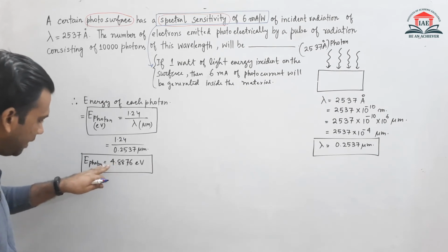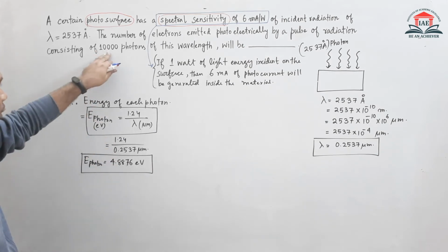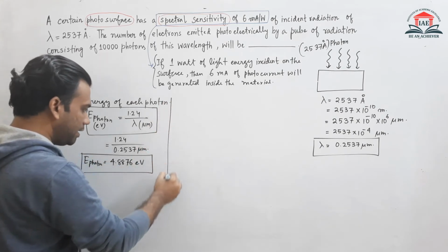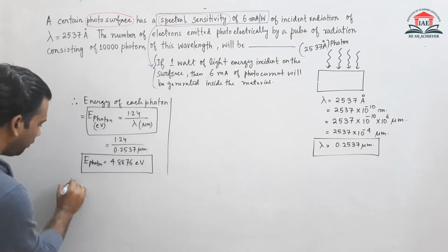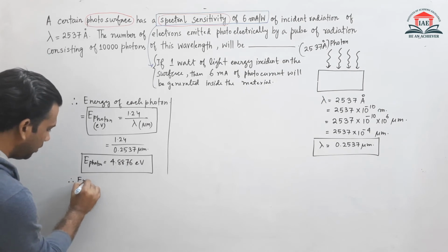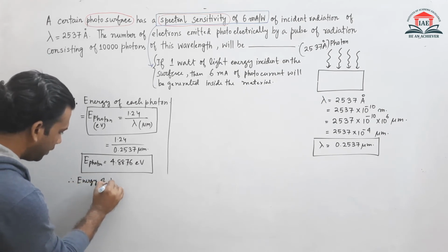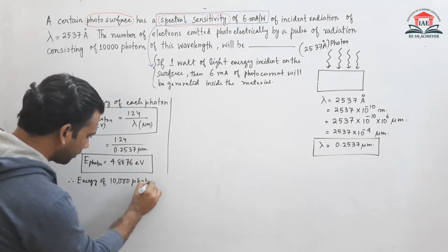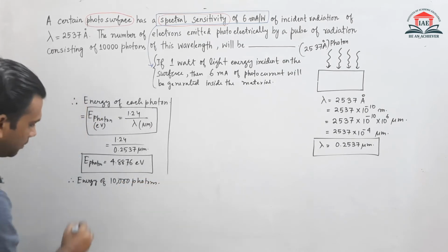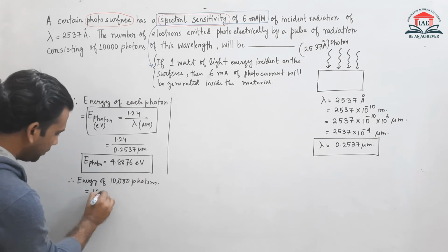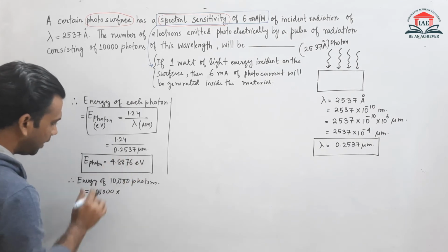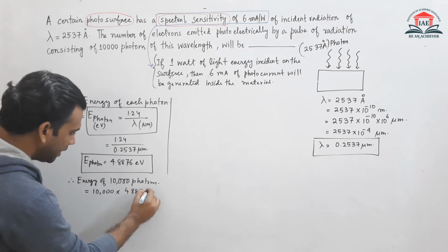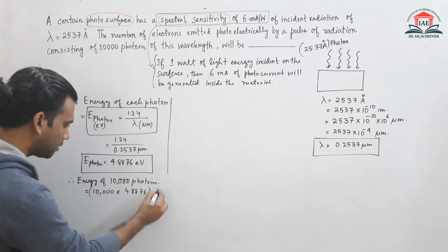Now, like this photon, how many photons are coming? 10,000 photons. So let us find the energy of 10,000 photons. So what will be the energy of 10,000 photons? 10,000 into this one, 4.8876, and this will be in electron volt.